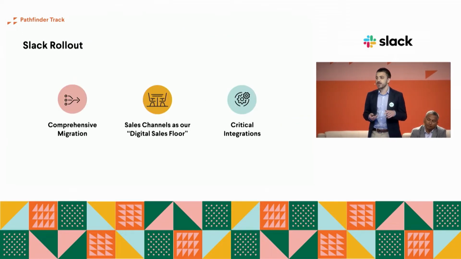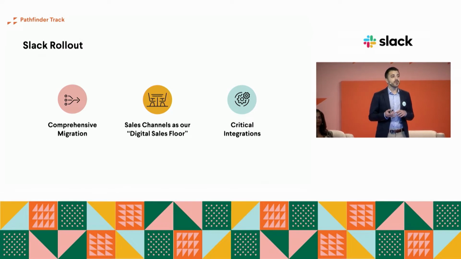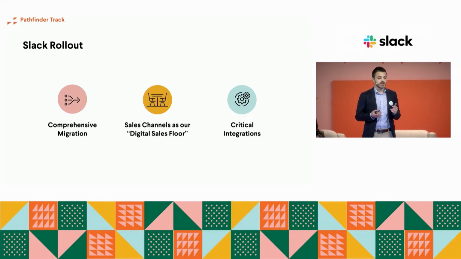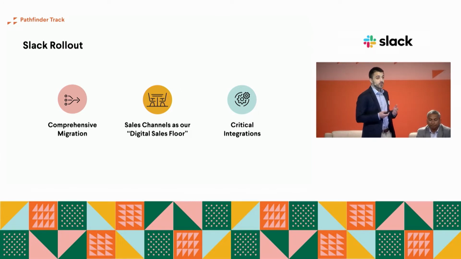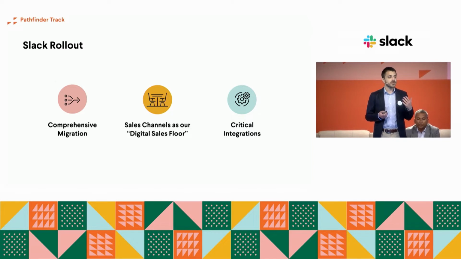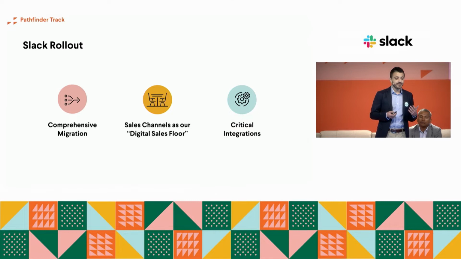We rolled out Slack to help address these things, and you can see here the core benchmarks of our Slack rollout. First was a comprehensive migration from GChat to Slack. Prior to Slack, our teams relied primarily on GChat for communication, which works okay for communication one-to-one, me to you, but what happens when I need to communicate one-to-many?